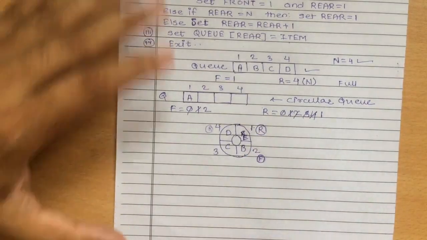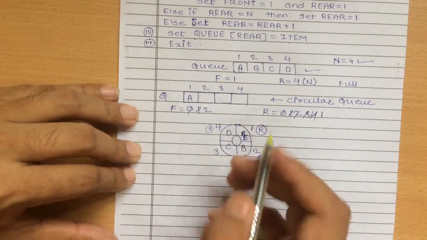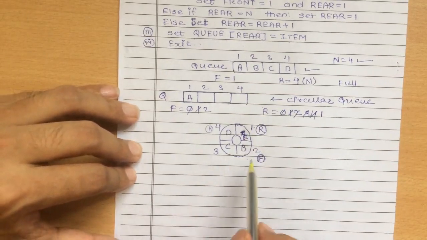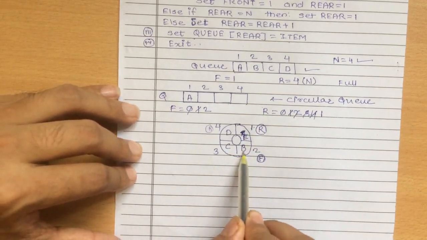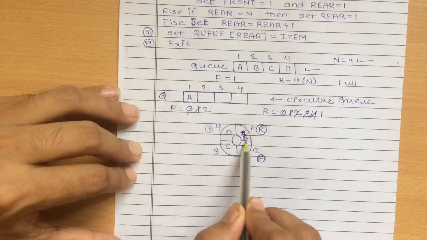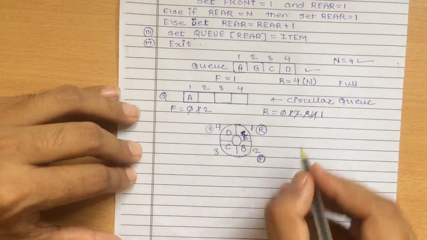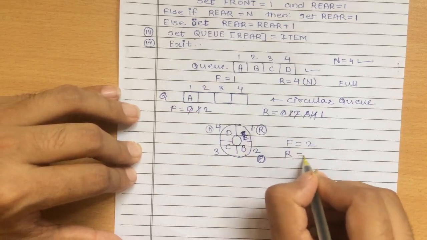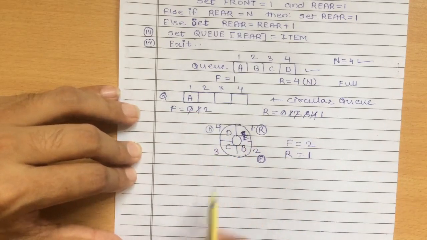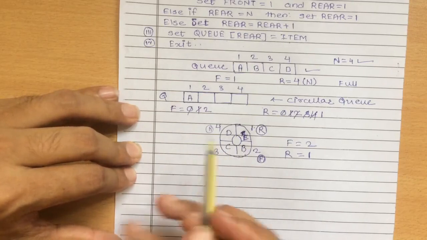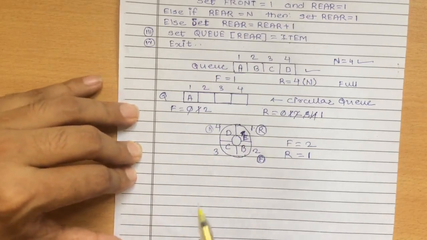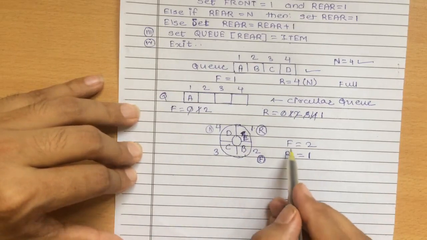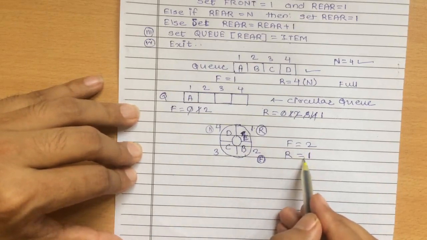If we check in this case, my queue is full. Total 4 elements are there. Front is pointing to B, then C, then D and E. Total 4 elements are there. Front is equal to 2 and rear is equal to 1. I hope you understand, and we have already discussed this in the previous lecture also. So it is quite easy to understand this concept. In this case, front is equal to 2 and rear is equal to 1.